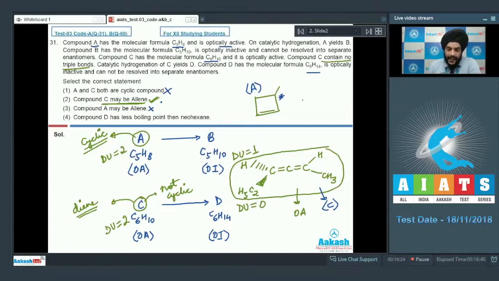Okay. If you look at the fourth option now, compound D has less boiling point than neohexane. So if we look at the structure of D produced, it is going to give us normal hexane. Now students, we know that neohexane is more branched than normal hexane, and due to increase in branching, there is a decrease in the boiling point of the structure. So statement 4 is also incorrect. So we have to mark option 2 as the correct answer to our question. Let us look at the next question.